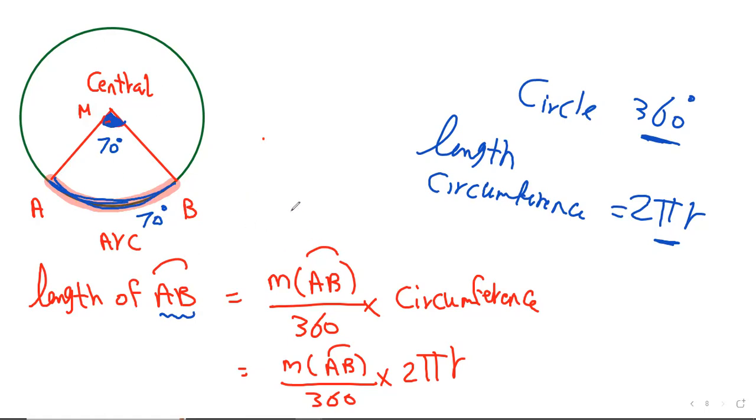Okay, so here we will find the measure of AB divided by 360, because the whole circle is 360, multiplied by the circumference, and the circumference is given as 2 pi r. So we will find the measure of the arc AB divided by 360 multiplied by the circumference 2 pi r. That's it.